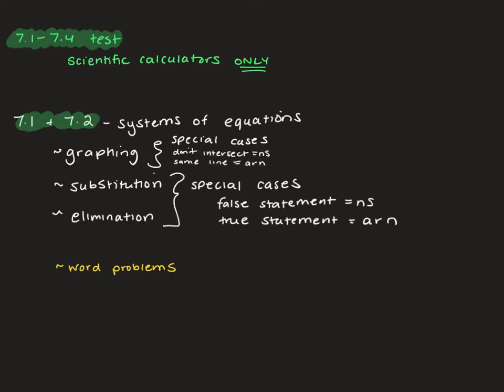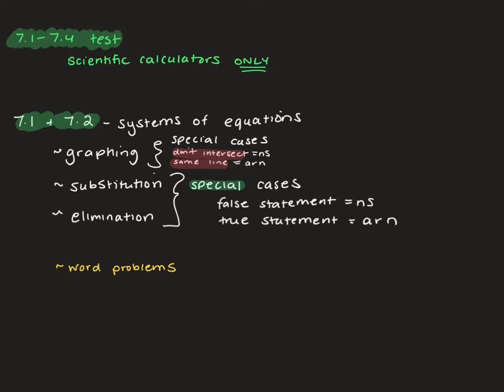Then remember that there were two special cases within graphing: if they don't intersect at all, that's no solution, which would be NS. And if it's the same line, then it would be all real numbers, which would be ARN when you type that in. Actually, this you'll write directly on your paper. Then will come the other systems, which you can solve using substitution or elimination.